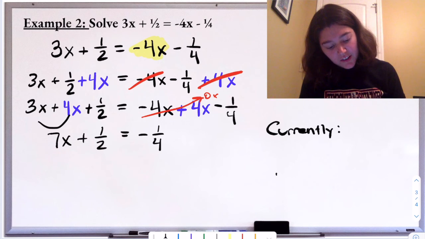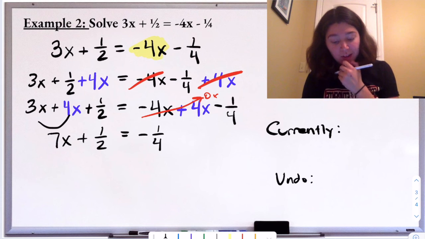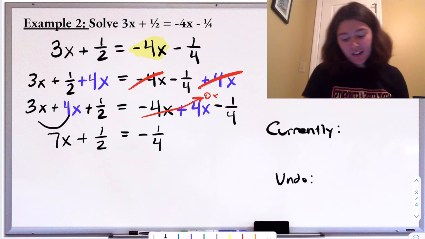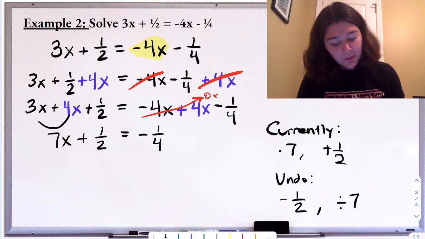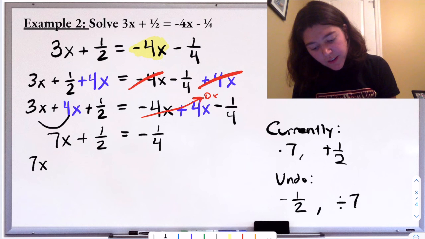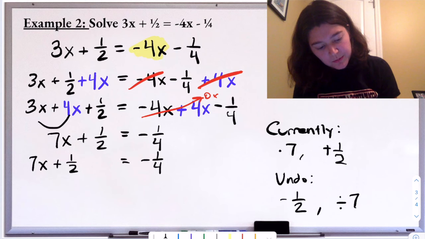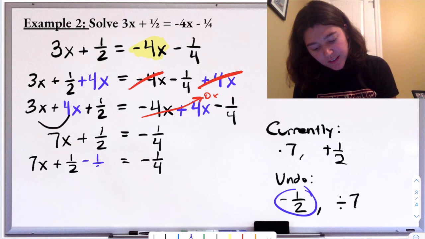Think about what's currently happening to the variable, and then how do I undo that? Currently, x is being multiplied by 7, and then we're adding 1/2. So I'm going to undo that by subtracting 1/2 from both sides, and then dividing by 7. So I rewrite 7x plus 1/2 equals negative 1/4, leaving some room. And like we figured out, since we're currently adding 1/2 to the x, I'm going to subtract 1/2 from both sides.